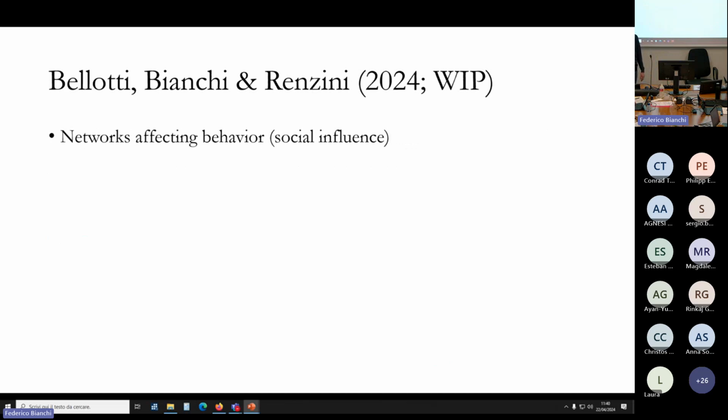I will give you an example from this paper, in which I'm collaborating with Federica and with Elisa Bellotti from the University of Manchester and the Mitchell Centre for Social Network Analysis. So this model is about networks affecting behavior, or as you typically say, social influence. So it's not about network formation, not about the coevolution of networks and behavior. This is a simple step: how network features impact some characteristic of individuals.